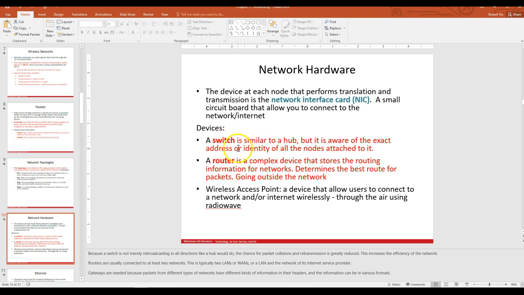A switch is usually used for connecting to the network, but if you want to go outside or to the internet, you need a router. Okay. How about a wireless access point? What is a wireless access point? A wireless access point is a device that allows users to connect to a network wirelessly, right? The data is transmitted through the air using radio wave signals.